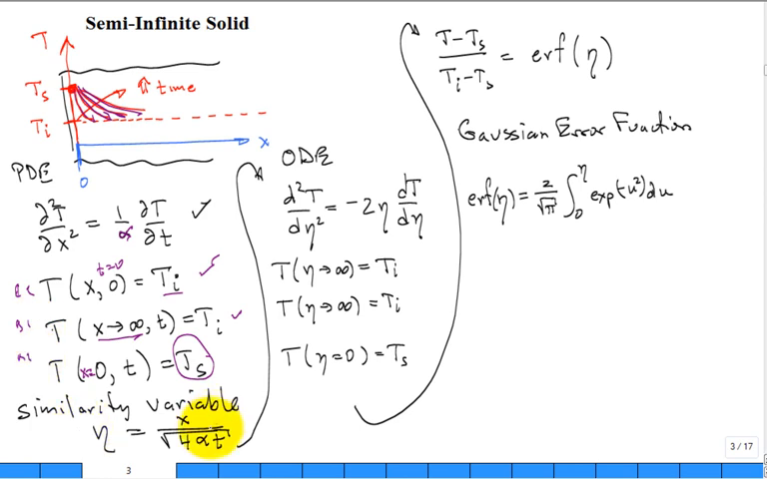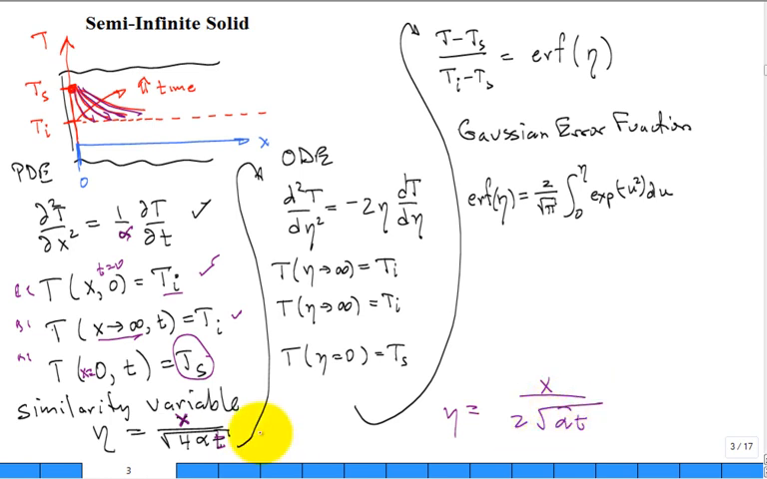We introduce a similarity variable. Why? Because these solutions look similar, just stretched a little bit. Somebody else did this long before me, using this similarity variable. It's space as well as time in that similarity variable. Some people will put eta equal to x divided by 2 square root of alpha t.